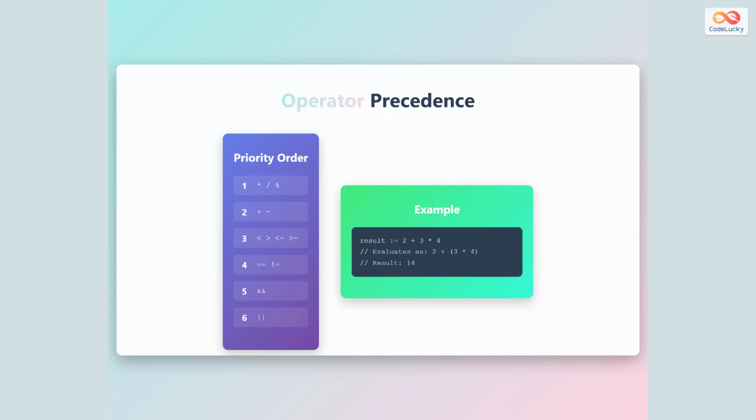For example, in the expression result equals 2 plus 3 times 4, the multiplication operation is performed before the addition operation, so the expression is evaluated as 2 plus the result of 3 times 4, which equals 14.